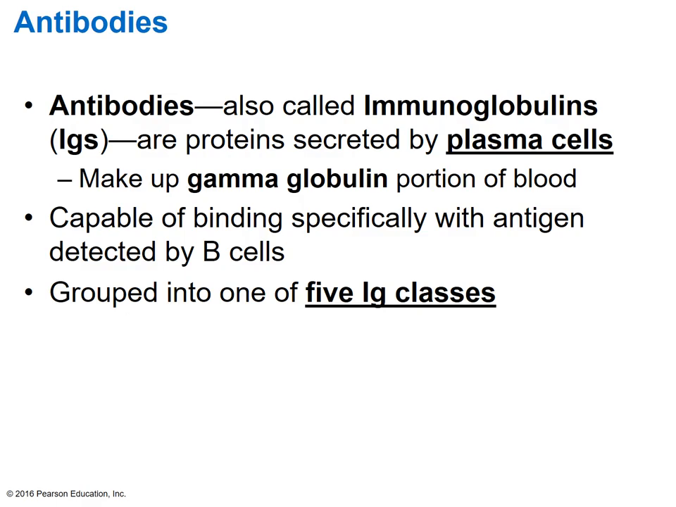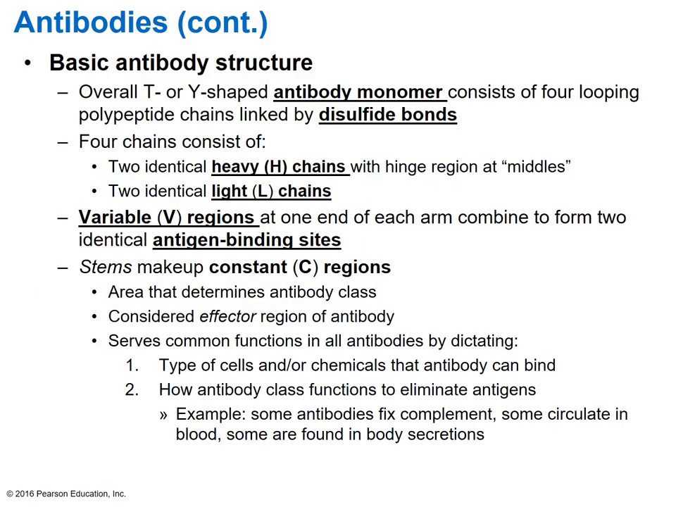The antibodies that are being produced are also called immunoglobulins. They are proteins. As I said, they're secreted by those plasma cells. There are 5 different groups or classes of them. We call them Ig and then give them a letter. The basic structure of the antibody kind of looks like a Y. There are 4 chains: 2 heavy chains and 2 light chains.